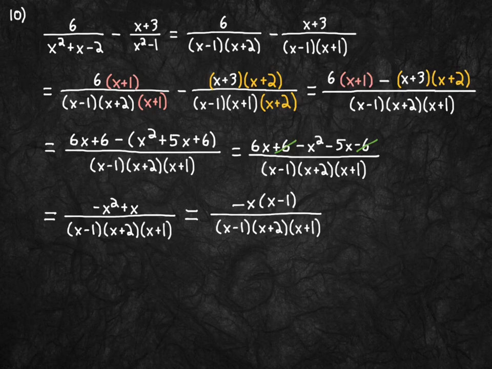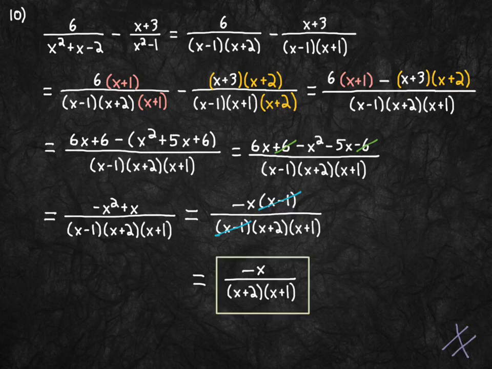Now notice I have a common factor in the numerator and denominator of x minus 1, so those cancel. And so I get this, minus x over the quantity x plus 2 times the quantity x plus 1. I could have put this minus in front of the fraction. That would also be correct.